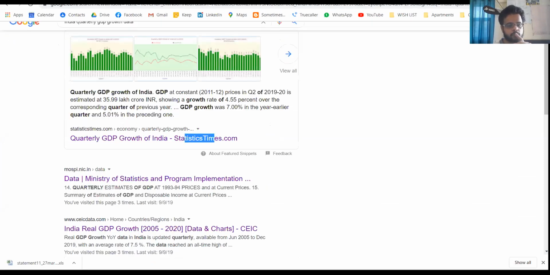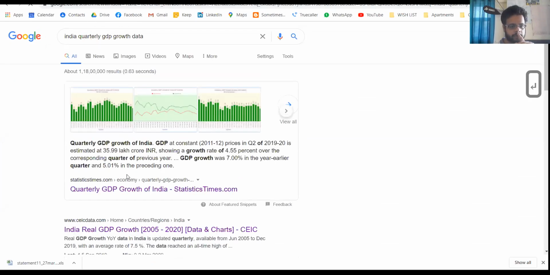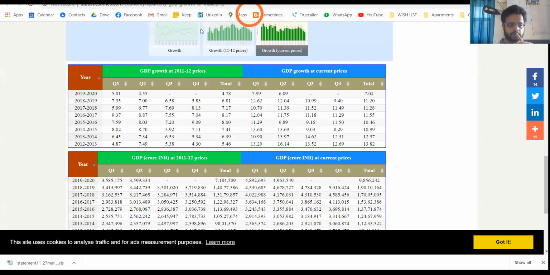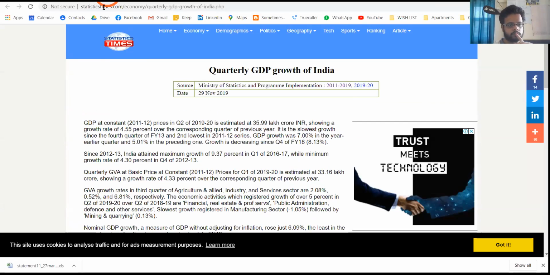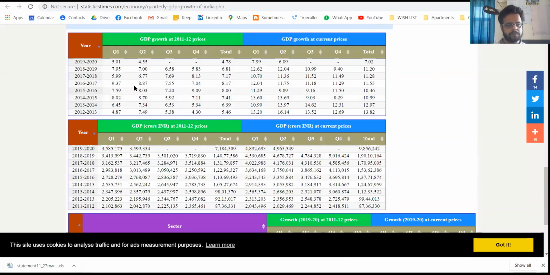I've already made some Google searches. I searched for India's quarterly GDP growth data. The first link here is statistictimes.com. We go to that link, statistictimes.com, and it gives me this page, and it gives me a set of data in constant currency terms and at current prices.